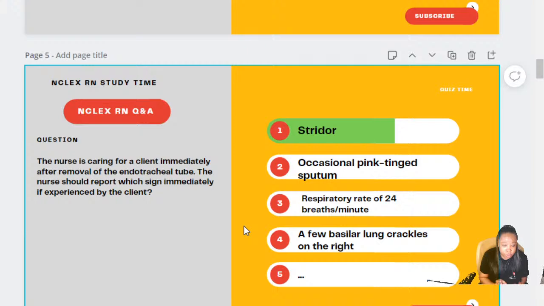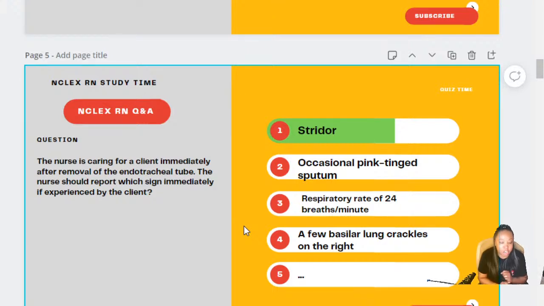After the doctor or the respiratory therapist removes the ET tube, if you hear stridor, that means the airway is getting inflamed, it's swelling. If that happens, if there's an occlusion or an obstruction, the patient will not be able to breathe. This is a life-threatening situation.